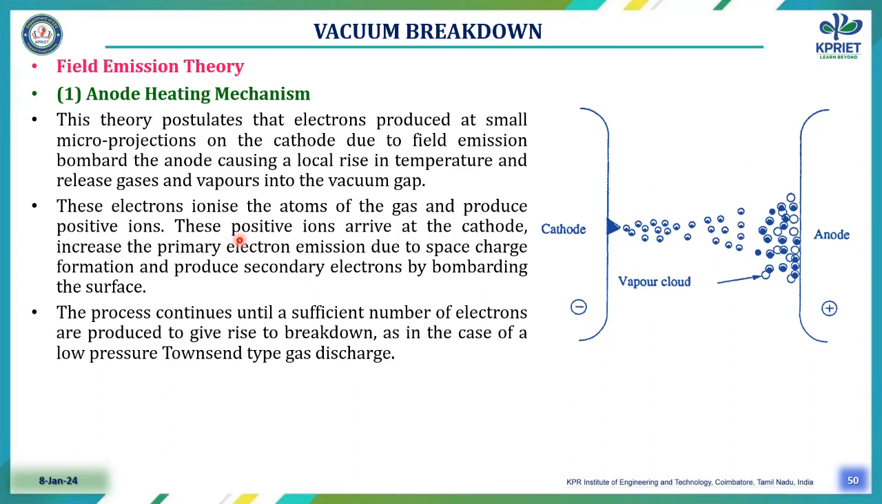The second one is the field emission theory. It consists of two mechanisms, the anode heating mechanism and the cathode heating mechanism. Due to the application of high voltage, the electrons will be released from the cathode and move towards the anode. Due to the impact of electrons on the anode, a vapor cloud is produced and heats the anode. So the surface of the anode will be bombarded by a huge number of electrons, and with space charge formation, the vapor cloud will be formed and heat the anode. That is nothing but the anode heating mechanism. This process will continue until a sufficient number of electrons give rise to the breakdown.